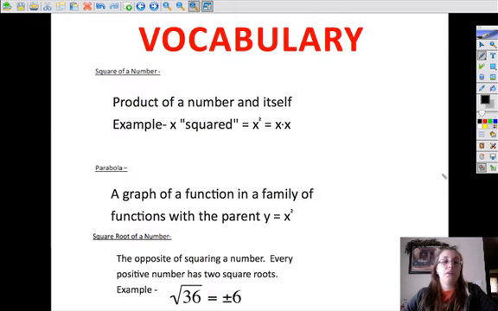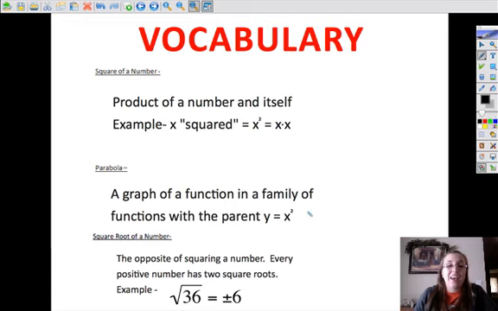So here's your vocabulary this time. We already kind of talked through it. The square of a number is the product, or the process of multiplying a number times itself. So for example, x squared is the same thing as x to the second power, which is the same thing as x times x. And then this gives us a special type of graph, and the name of this graph is called a parabola.